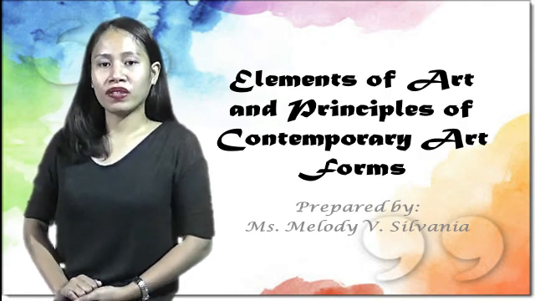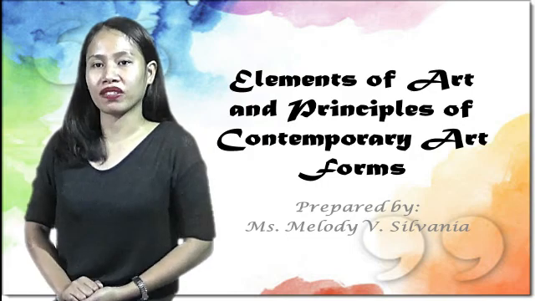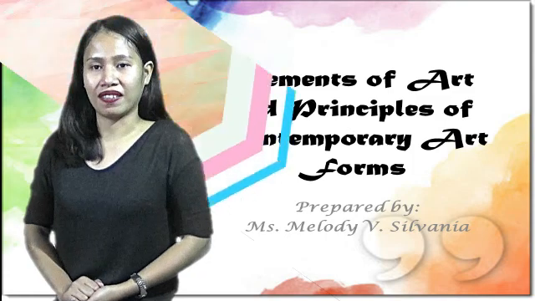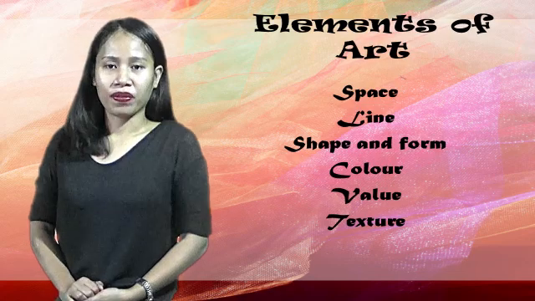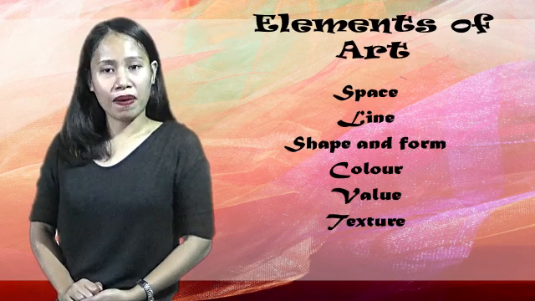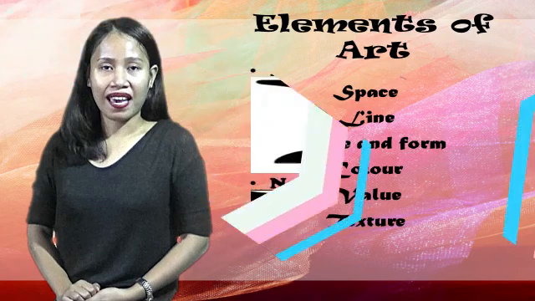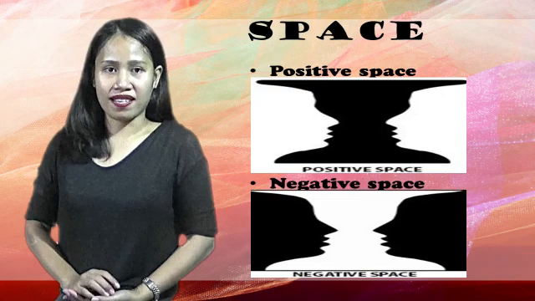Hopefully, after reviewing them, they will be stored in your memory and you shall be able to retrieve them when you find cause for them and when you start creating your own pieces of art. There are 6 elements of art. What are they? First, we have space, line, shape and form, color, value, and texture. So, let's go back to the first element, which is space.